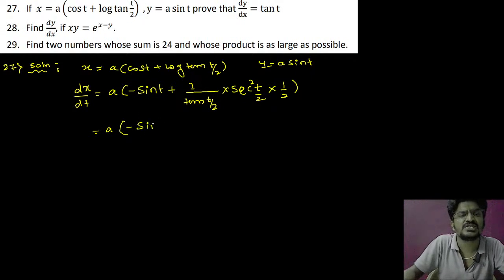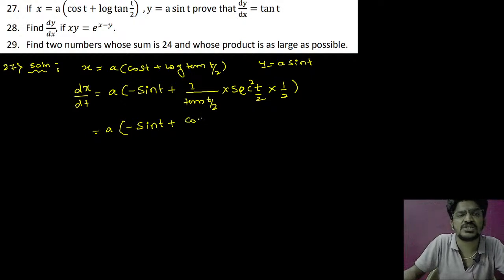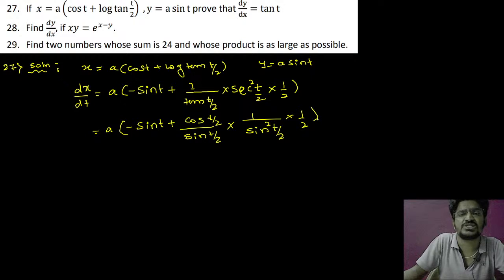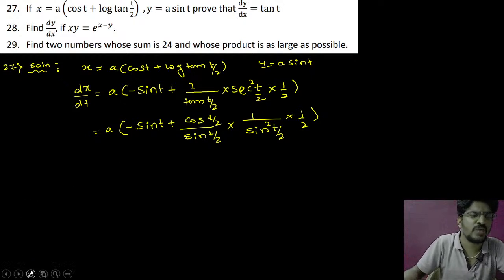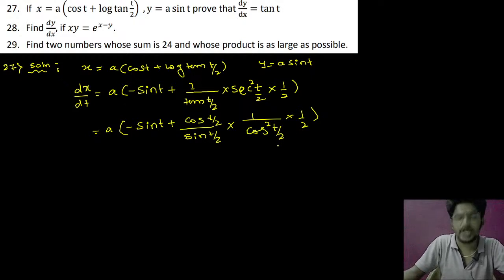So minus sin t plus, here 1 by tan t by 2 is cot t by 2. Cot t by 2 is cos t by 2 divided by sin t by 2. And secant squared is nothing but 1 by sin square t by 2, and 1 by 2 is as it is. Okay. So now, secant squared is 1 by cos square, not sin square. 1 by cos square. Clear? So therefore we can write it as 1 by cos square t by 2.